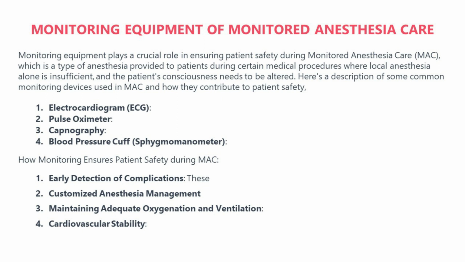2. Pulse oximeter. Description: a pulse oximeter is a non-invasive device that clips onto a patient's finger, toe, or earlobe. It measures the oxygen saturation, SpO2, level in the blood and provides a real-time pulse rate. Patient safety: monitoring oxygen saturation ensures that the patient is receiving adequate oxygenation. A drop in SpO2 levels can indicate respiratory distress or airway obstruction, enabling timely corrective actions to maintain oxygenation.